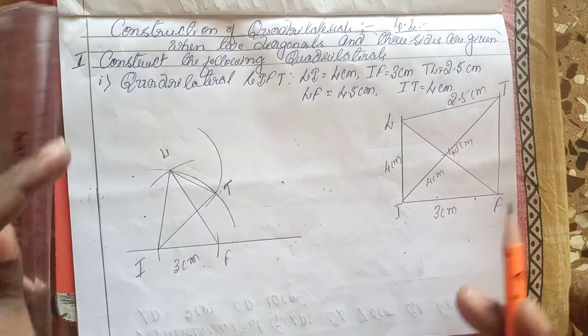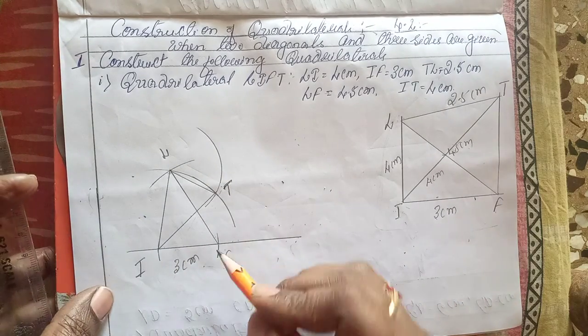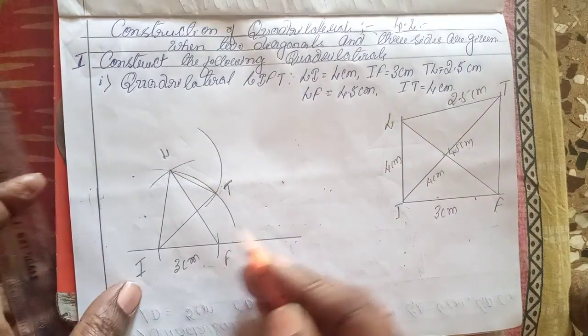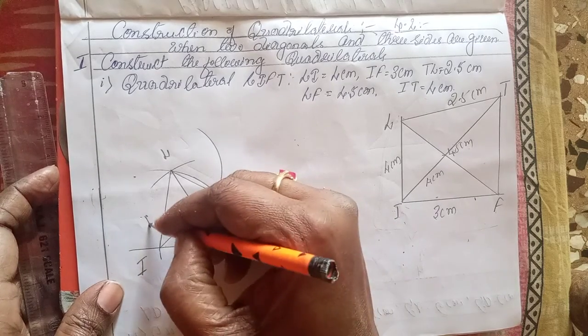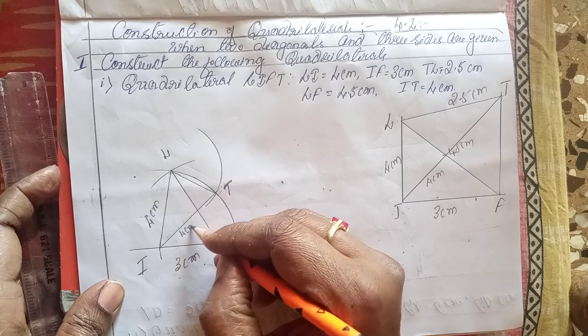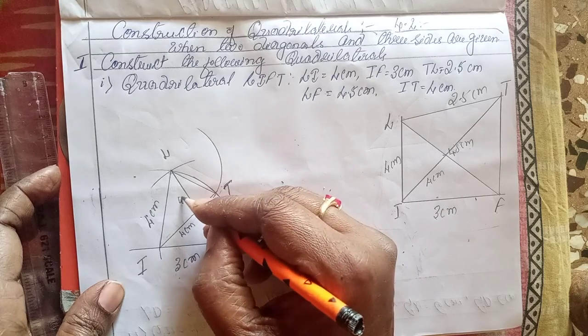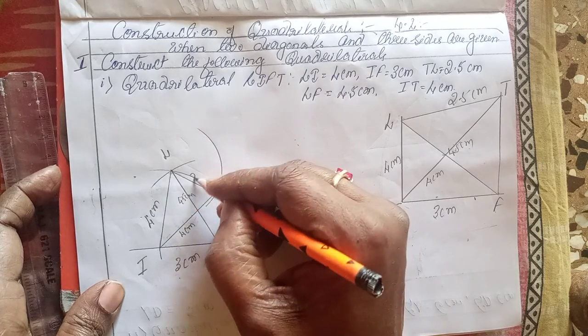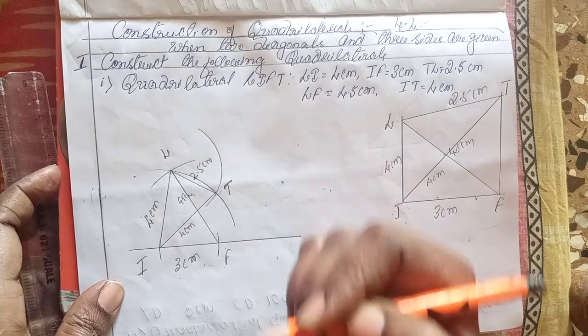Yes, like this we have joined. Now write the given data. First, this is 3 centimeter, this is 4 centimeter, and this one is also 4 centimeter. This diagonal is 4.5 centimeter and this one is 2.5 centimeter.